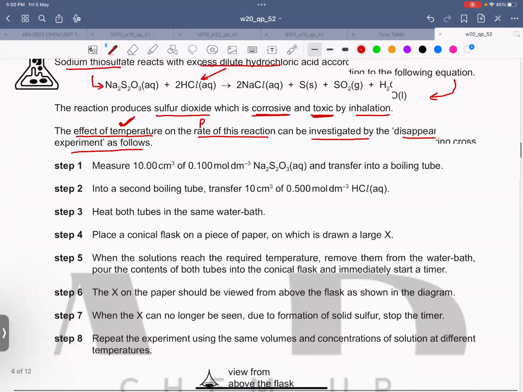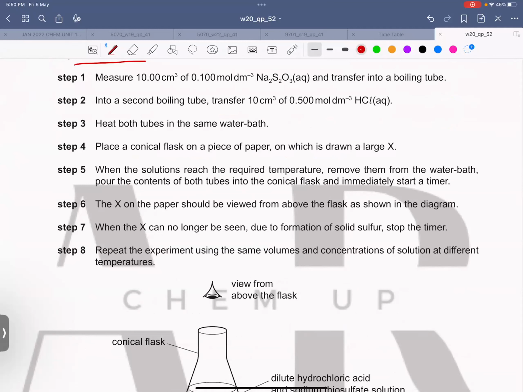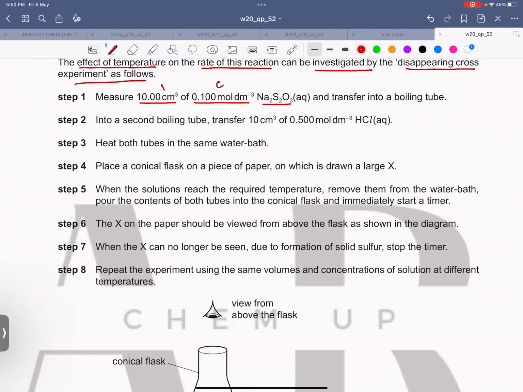So now let's look at the steps. Measure 10 cm³ of 0.1 mol/dm³ sodium thiosulfate. So this is the concentration and this is the volume of sodium thiosulfate, and transfer it into a boiling tube. Okay. Boiling tube is a test tube. It's just like a test tube, but a little bigger than the normal test tube, and it is thermally more stable. It is resistant to heat. So normally it is used to heat the reagents during the experiment.